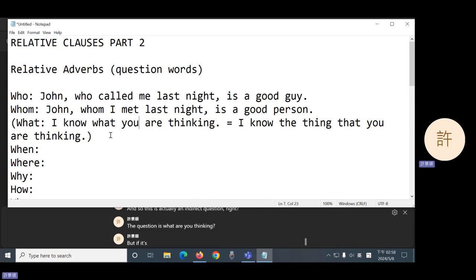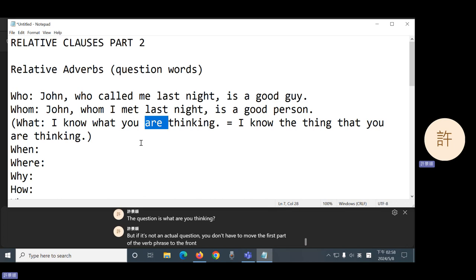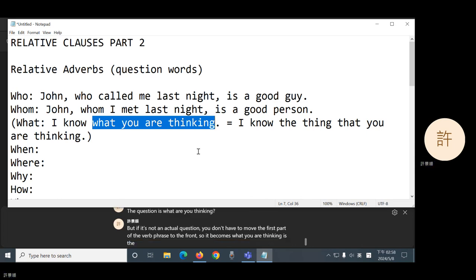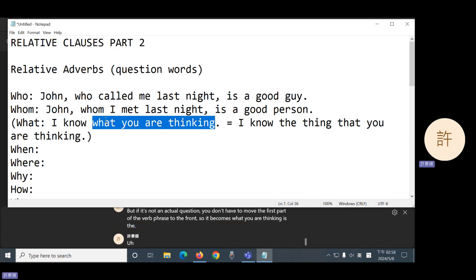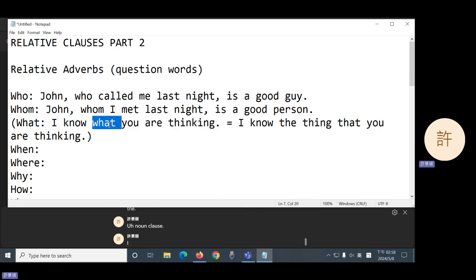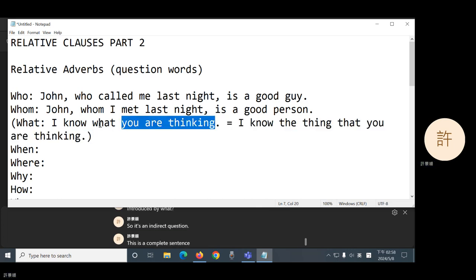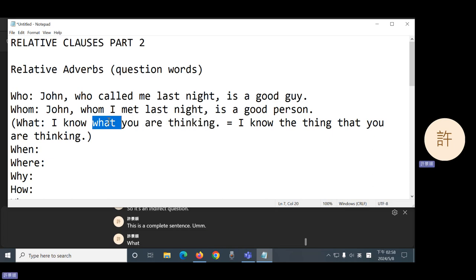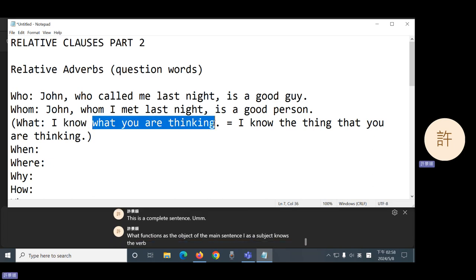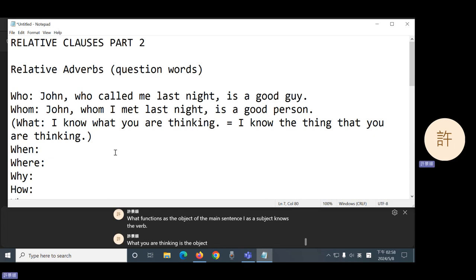But if it's not an actual question, you don't have to move the first part of the verb phrase to the front. So it becomes what you are thinking is the noun clause introduced by what. So it's an indirect question. This is a complete sentence. What functions as the object of the main sentence? I is the subject, know is the verb. What you are thinking is the object. So there is no relative clause that uses the word what. It just becomes an indirect question.